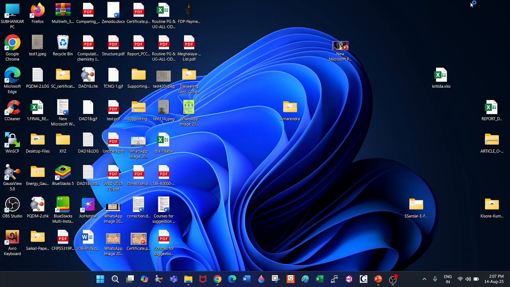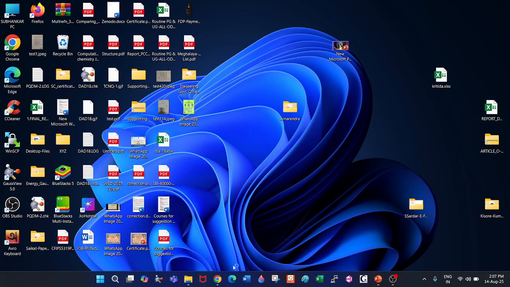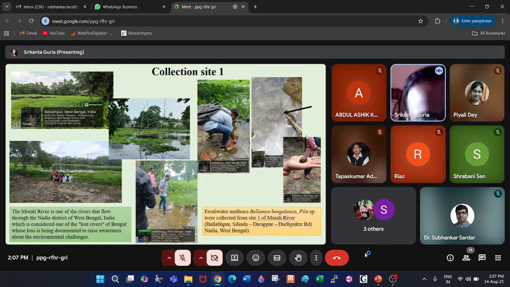of the Nodia district of West Bengal. This is the collection site 1, and this is the site of the Morali River. Actually, the Morali River is one of the rivers of the Nodia district. It is also called a lost river of West Bengal, as due to the high accumulation of organic matter, it became a wetland. So this collection site 1 is very much associated with human habitats and human effluent.